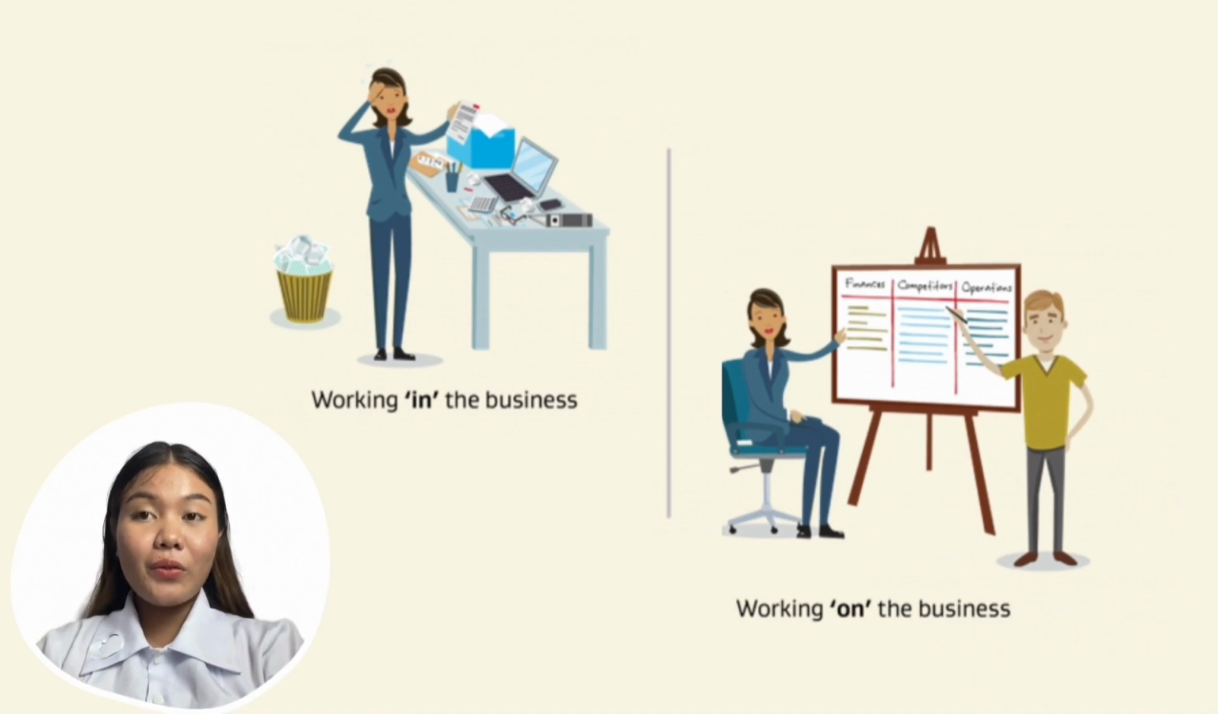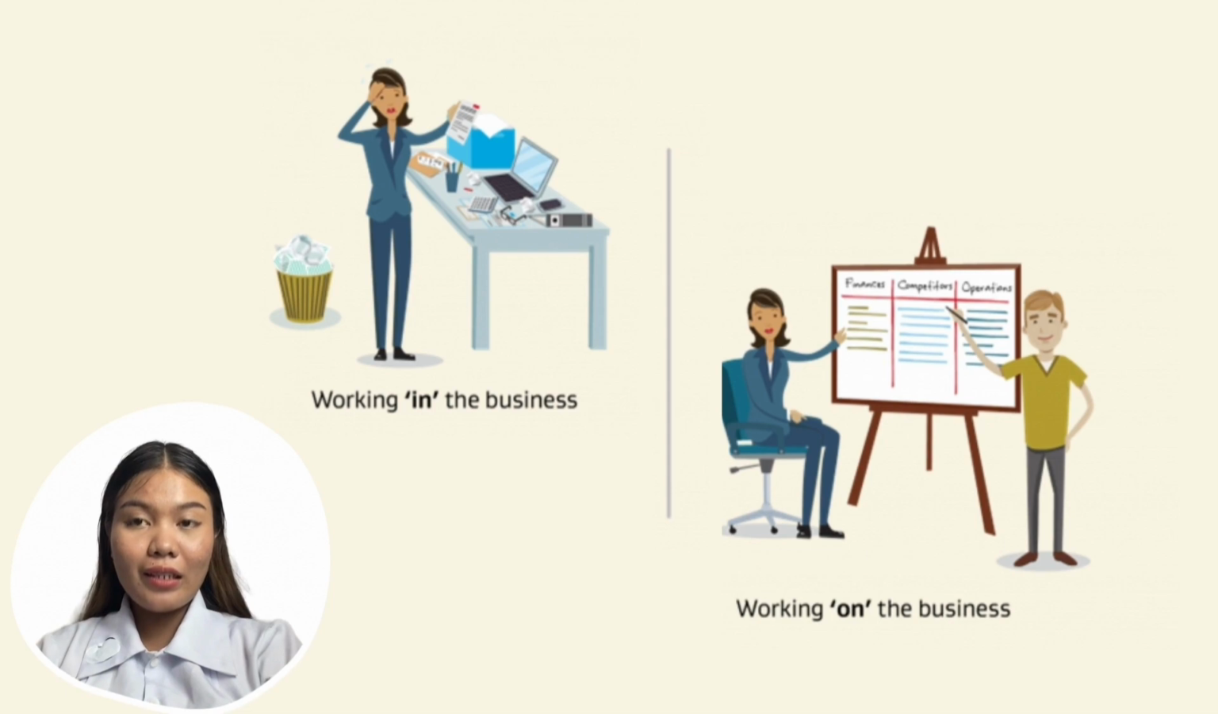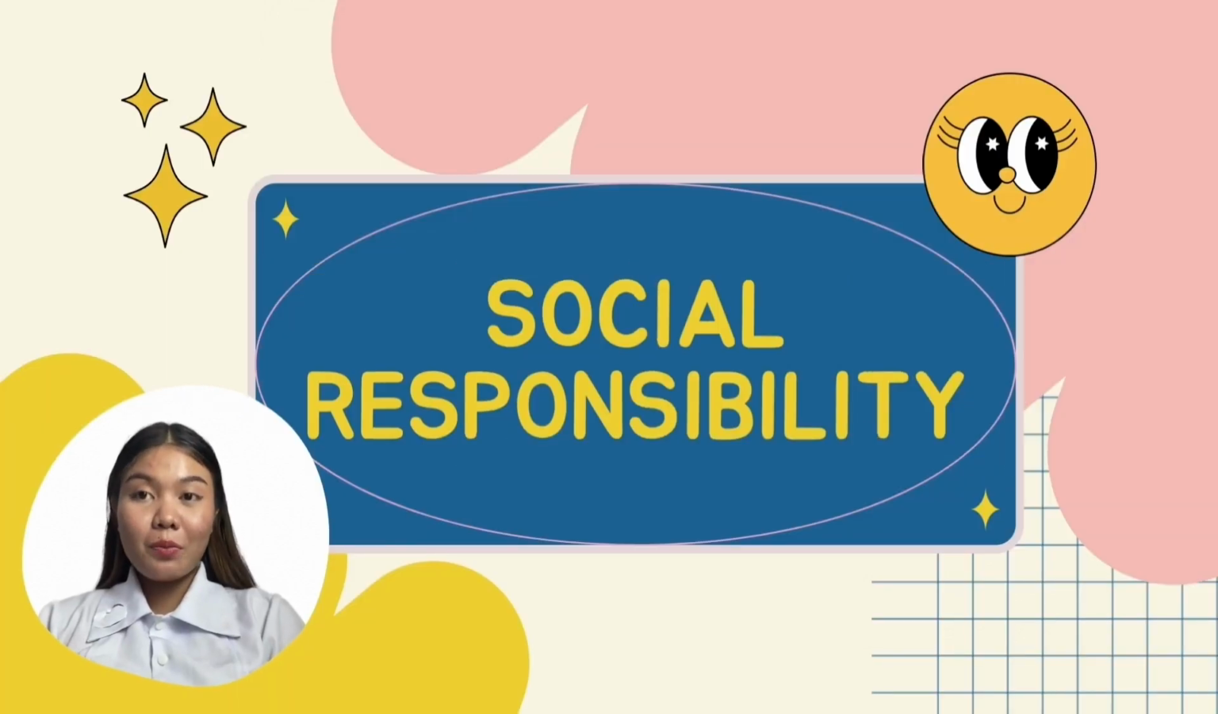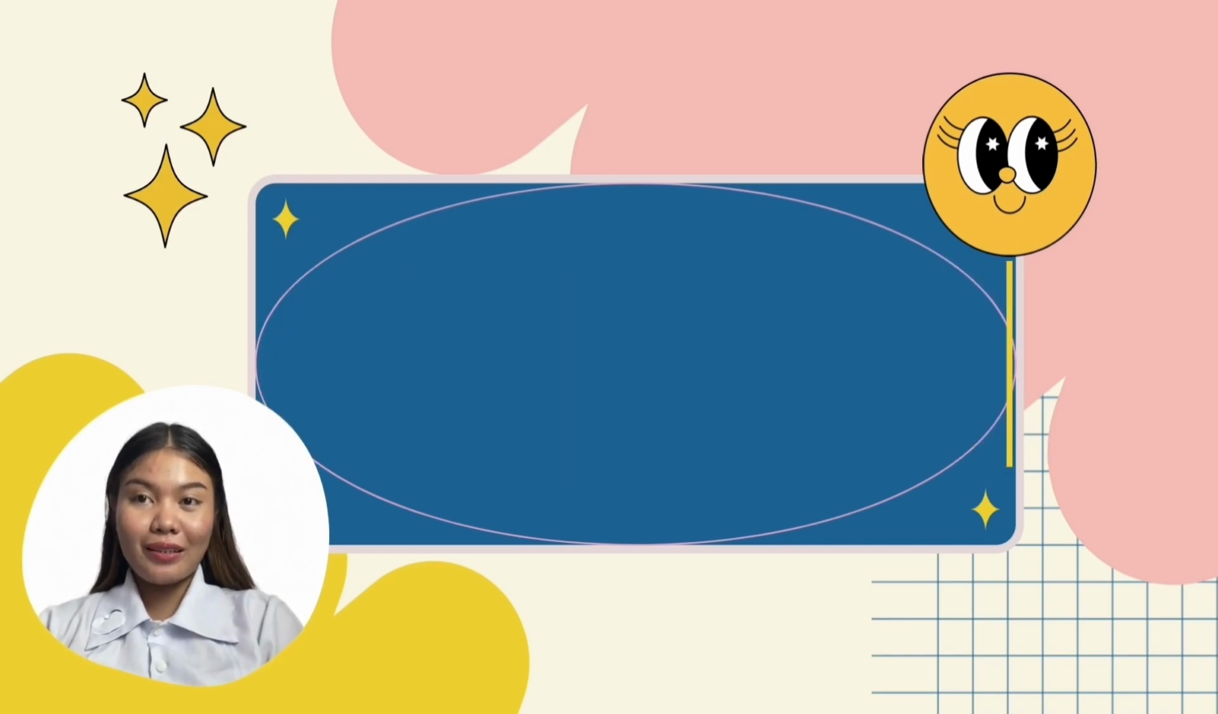Next, as you can see in the picture, working in your business is anything that's job execution, but also the management of the execution. While working on your business, however, includes anything strategic like business strategy, marketing strategy, sales strategy, product development, research, and the vision and decisions that live in the C-suite. So let's move on to social responsibility.